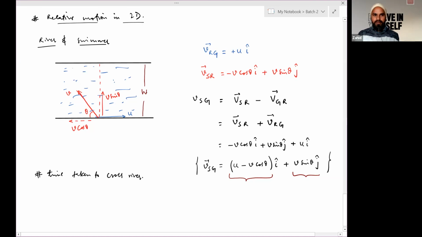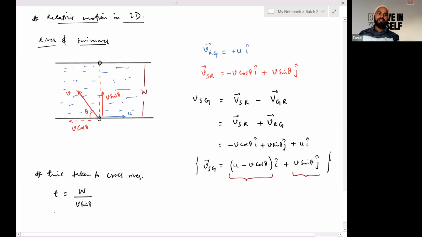As we have width of river in y component, each term will be individually defined along x-axis as well as y-axis. Only time will be common for both axes. So t is equal to distance by speed. Distance in y-axis is w, and speed in y-axis is v times sin theta. So this will define the time to cross river from this end to this end.